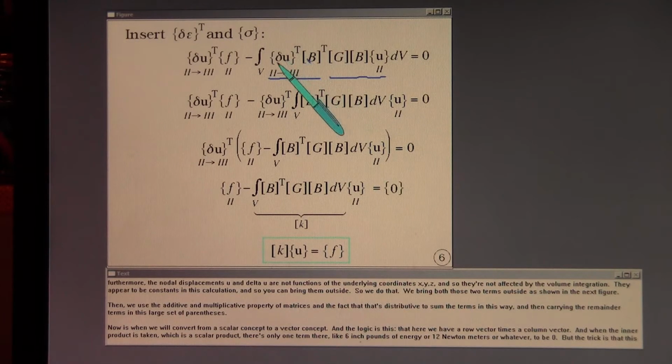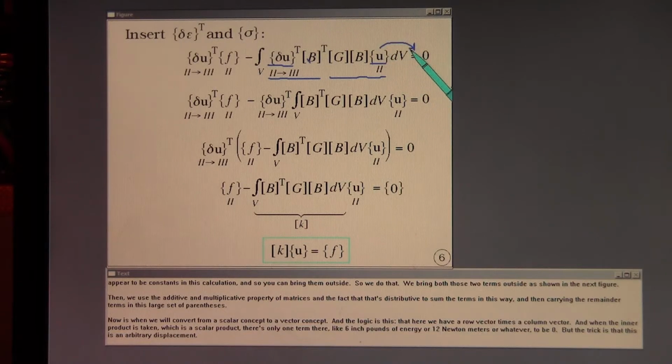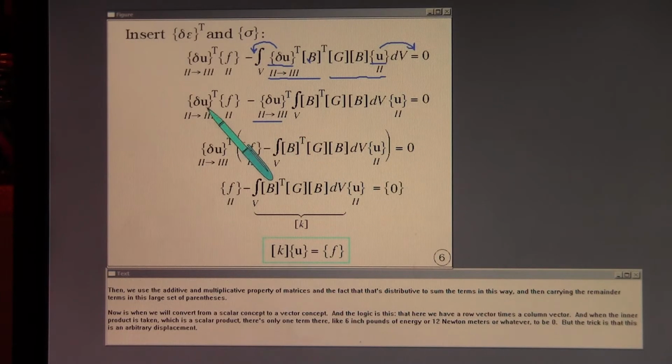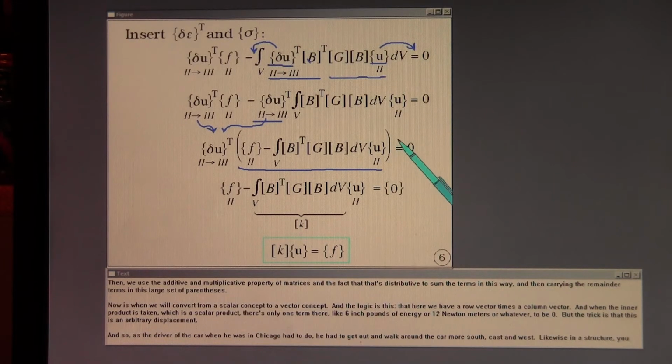But furthermore, the nodal displacements U and delta U are not functions of the underlying coordinates x, y, z, and so they're not affected by the volume integration. They appear to be constants in this calculation, and so you can bring them outside. So we do that. We bring both those two terms outside as shown in the next figure. Then we use the additive and multiplicative property of matrices and the fact that that's distributive to sum the terms in this way and then carrying the remainder terms in this large set of parentheses.